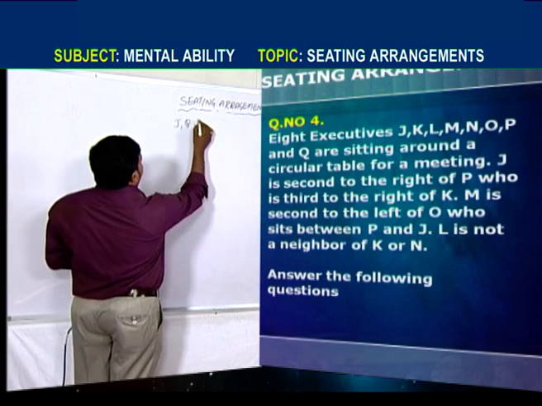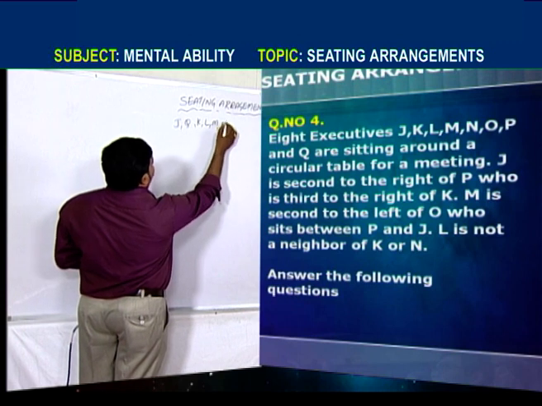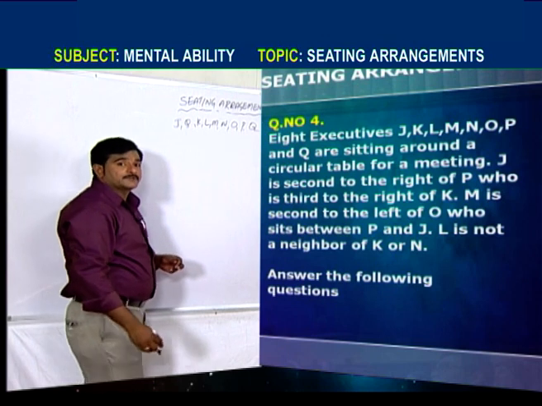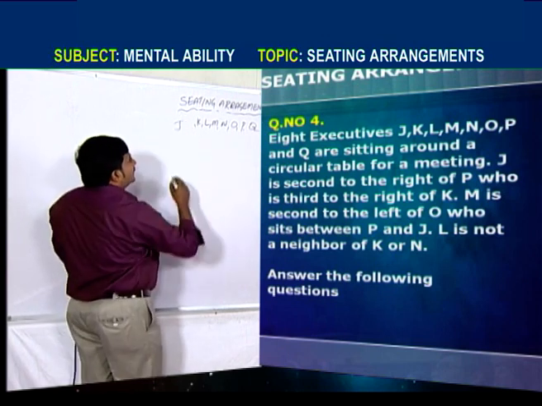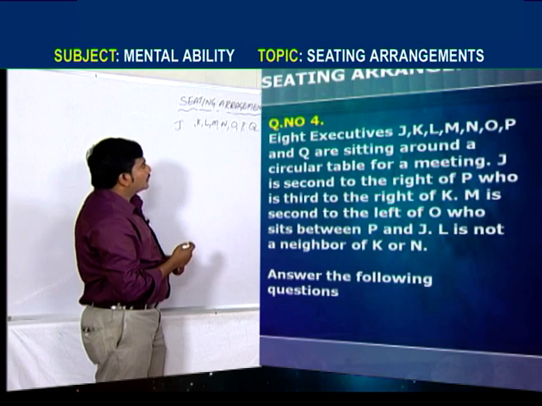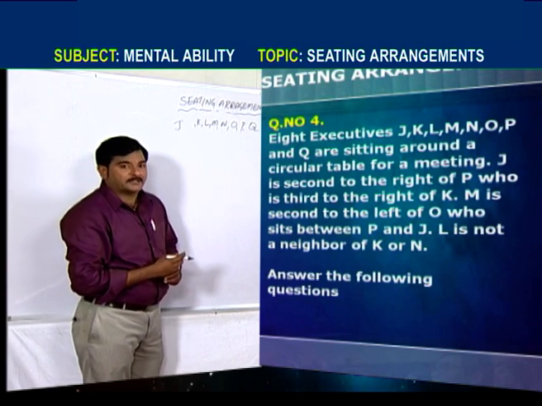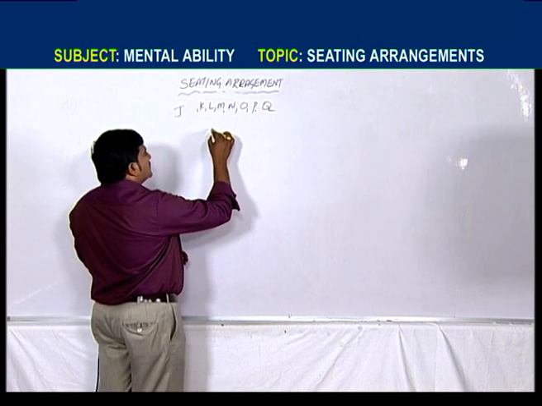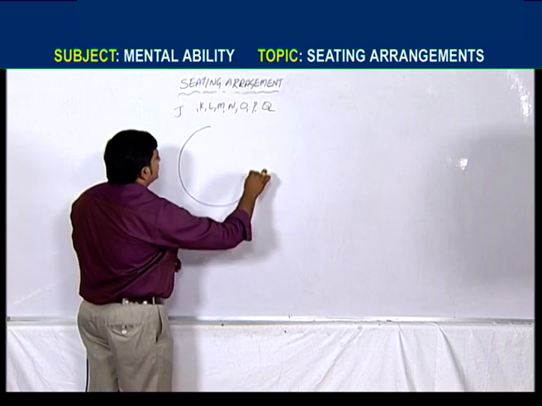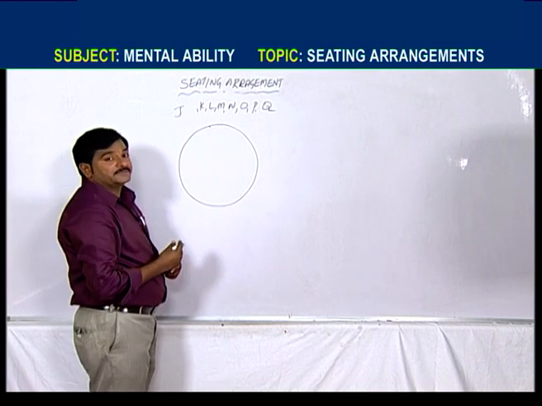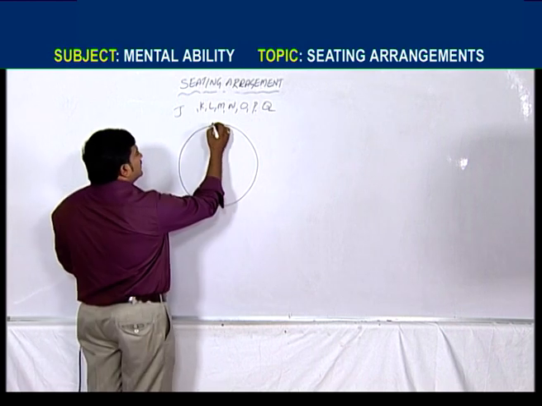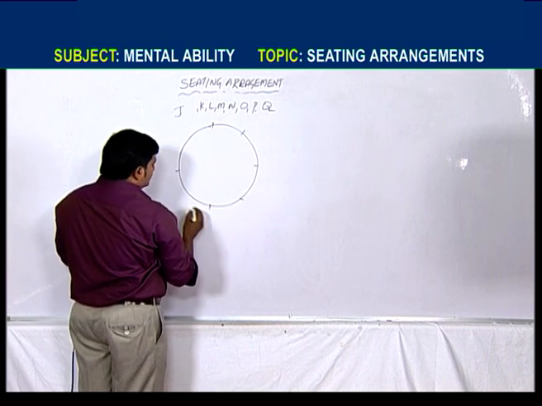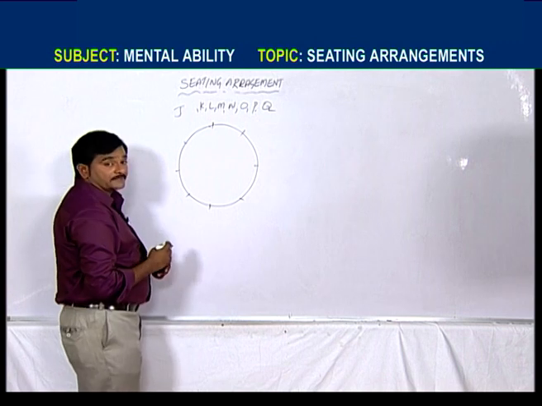J, K, L, M, N, O, P and Q. These are the 8 executives. Who are they? J, K, L, M, N, O, P and Q. These are the 8 executives. Whenever you mention 8 executives, you should take the directions concept order. 8 directions I will take like that: north, south, east, west, northeast, southeast, southwest, northwest, in that way.